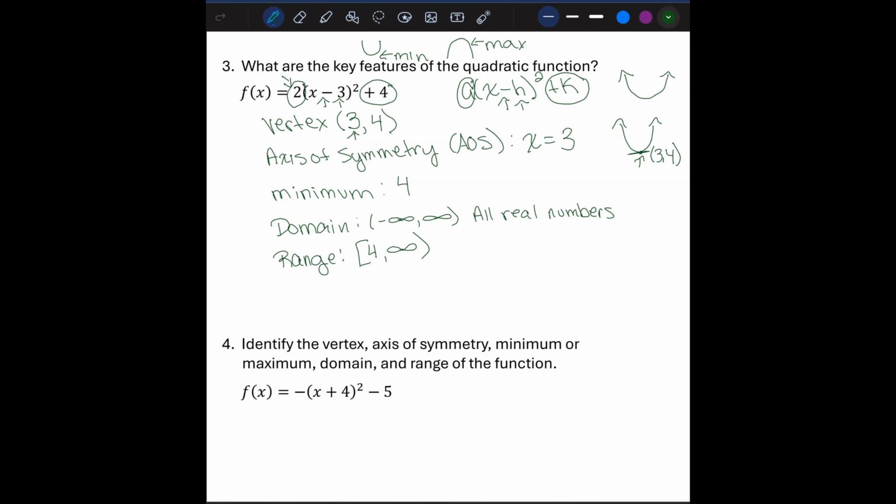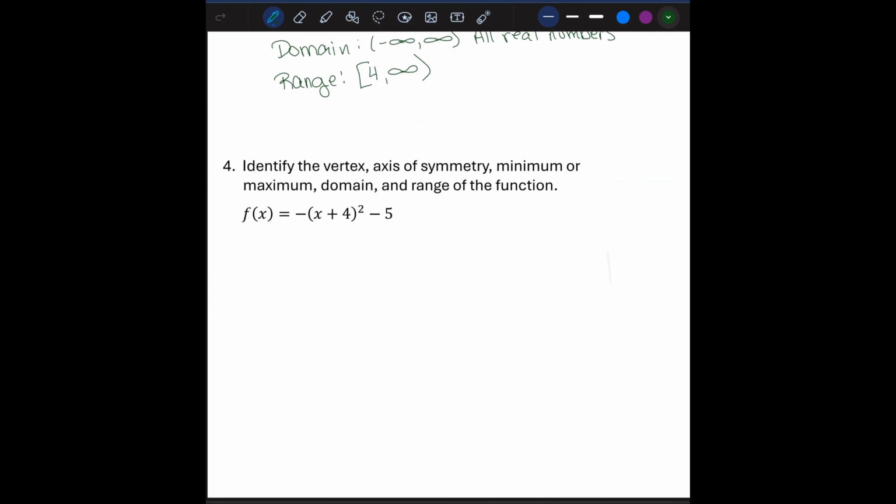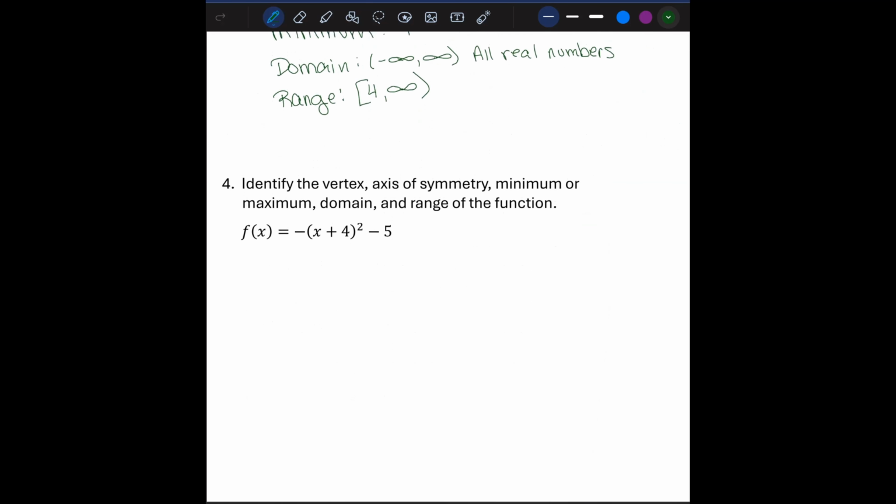So all of mine have to be greater than or equal to 4. All right, so we're supposed to identify the vertex, axis of symmetry, minimum or maximum, domain, and range of the function, just like we did on number 3. So I see that this function is going to open downward, which means it's going to have a maximum value there at the top. Okay, so let's start with the vertex.